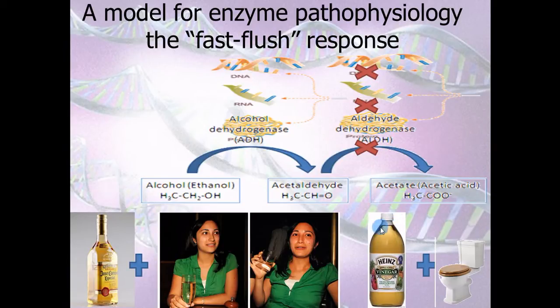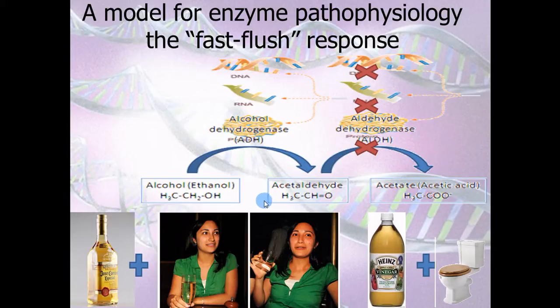So the acetic acid's pretty much just vinegar, and then you urinate it out. That's the normal process. You drink tequila, you feel a little bit of that feeling, and then you urinate that stuff out. Well, if you're missing this enzyme that converts acetaldehyde to acetate or acetic acid, you can't make it into the vinegar and urinate it out. So the acetaldehyde builds up in your body. The alcohol, the ethanol, builds up in your body, and you feel really sick really fast.